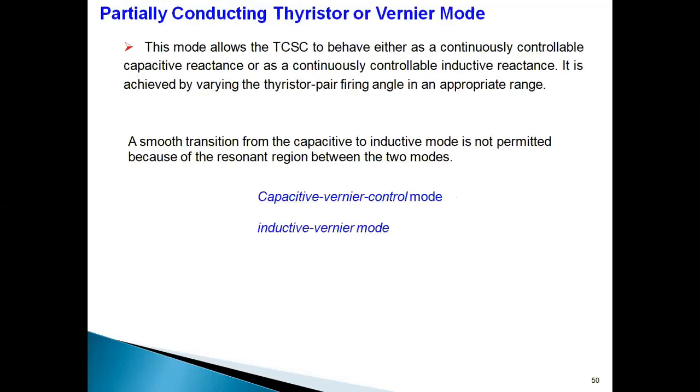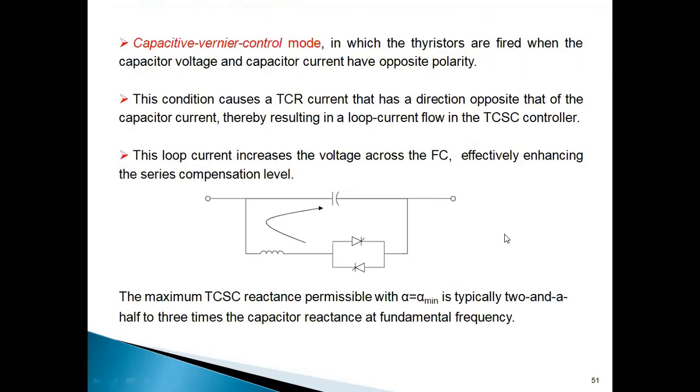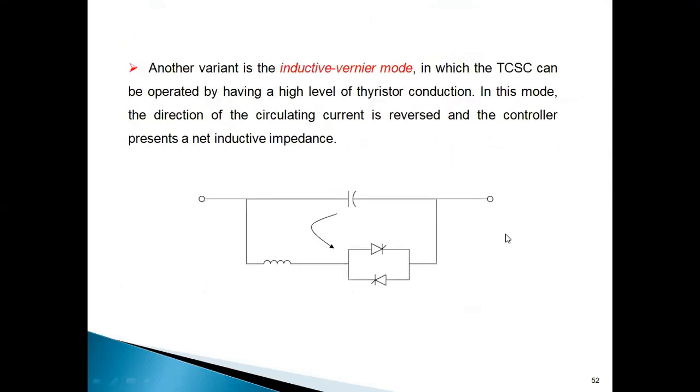And the third mode is partially conducting mode, called Vernier mode. We have two cases: capacitive Vernier mode and inductive Vernier mode. This mode allows the TCSC to behave either as a continuously controllable capacitive reactance or a continuously controllable inductive reactance. A smooth transition from capacitive to inductive mode is not permitted; it is like a discrete mode. So these are the three modes. I'll skip this, as I already told you about capacitive Vernier mode and inductive Vernier mode.